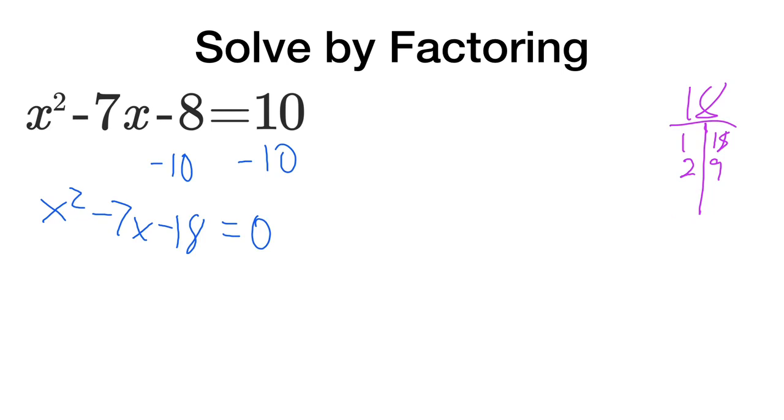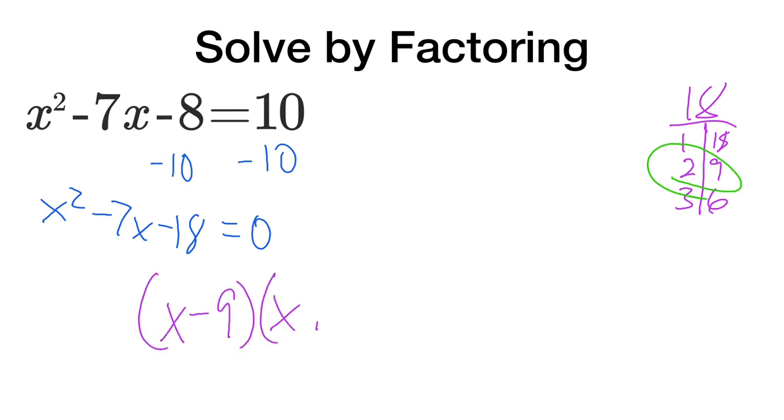That is a horrible looking 3 and 6. So what I'm looking for is which of these numbers have a difference of 7. Sorry, not of 2. It's a difference of 7. So now, because the negative 7 is in fact negative, that means the factored out version will become x minus 9 times x plus 2 equals 0.